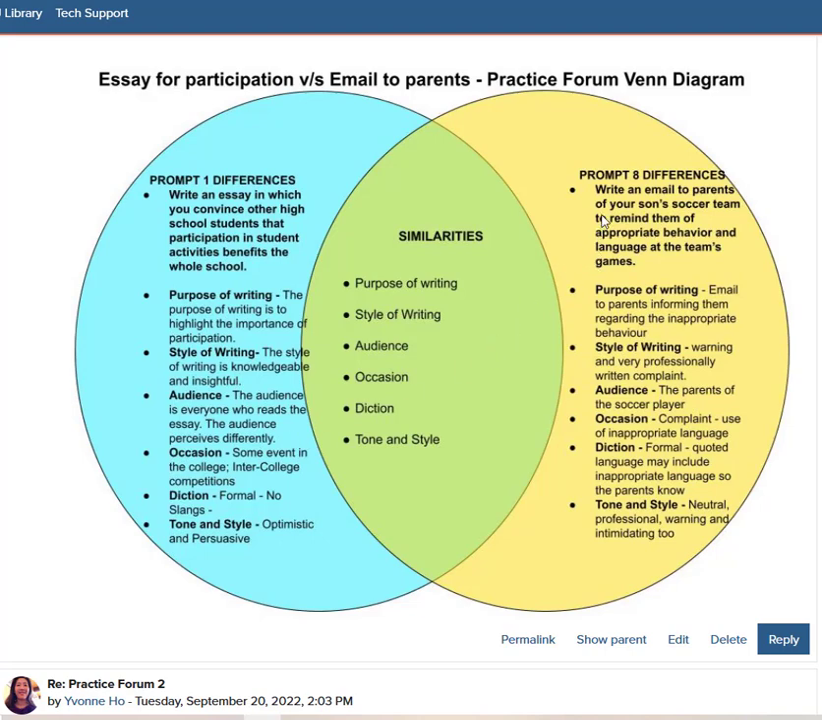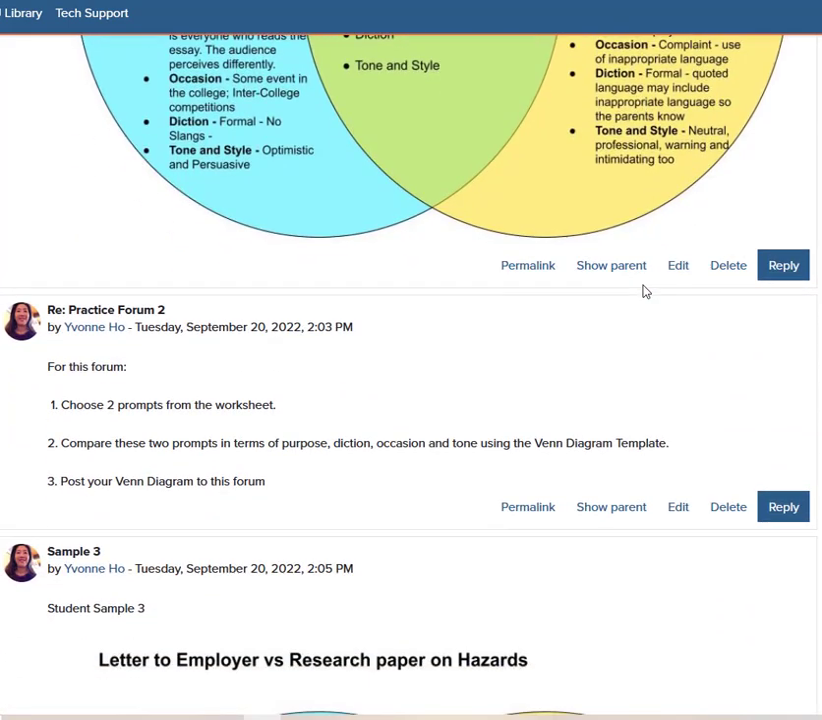Here, you're writing an email to other parents, informing parents regarding inappropriate behavior at a soccer field. Style of writing, very professional. Audience, parents of other soccer players. Occasion, complaint, use of inappropriate language at the soccer field. Diction, formal English. Tone and style, neutral, professional, warning, but not too intimidating. And so she did prompt number 1 and prompt number 8.